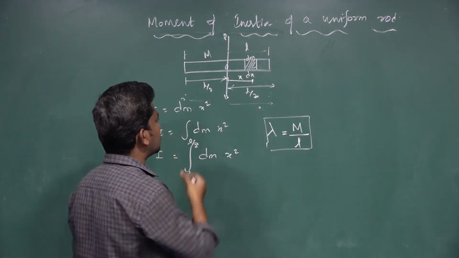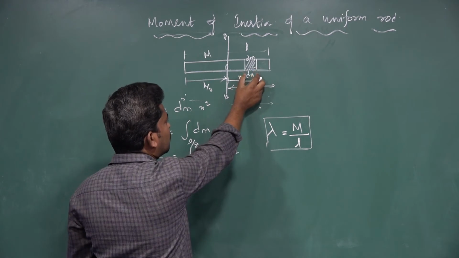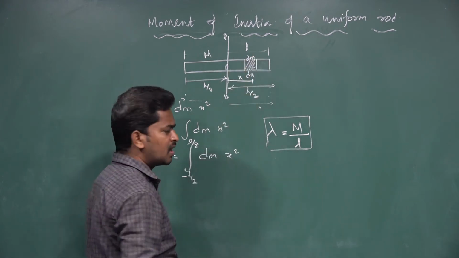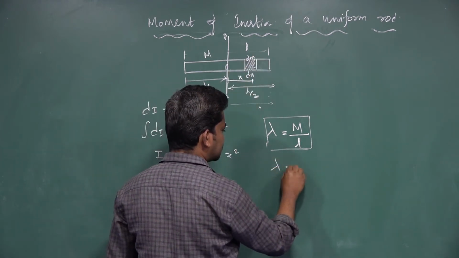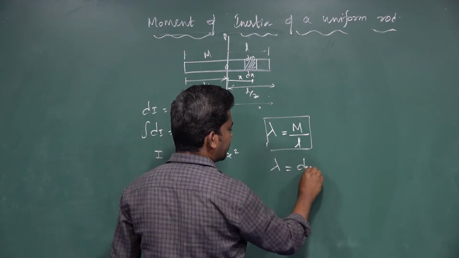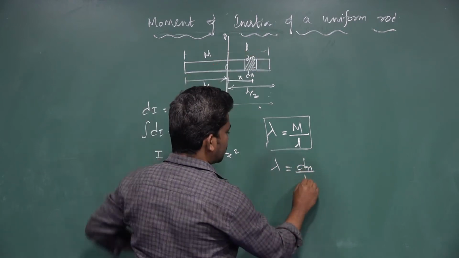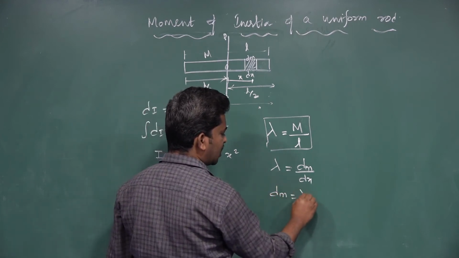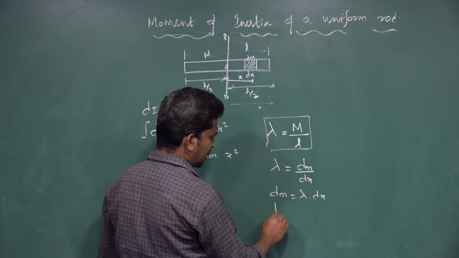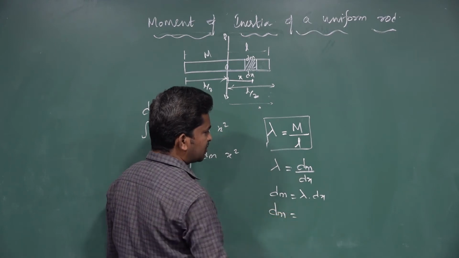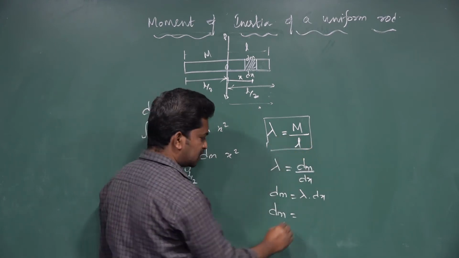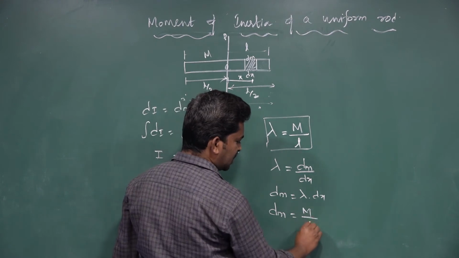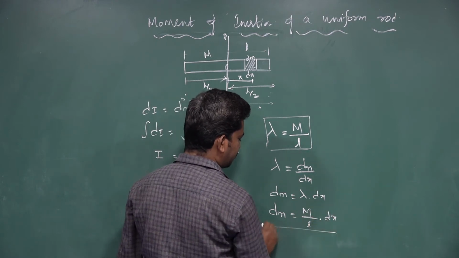But I want to take the linear mass density over a distance of dx, in a small mass dm. Linear mass density is equal to dm divided by the small distance dx. So dm is equal to lambda into dx. What is the lambda value? Mass divided by length. So dm is equal to mass divided by length into dx. This is the dm value.